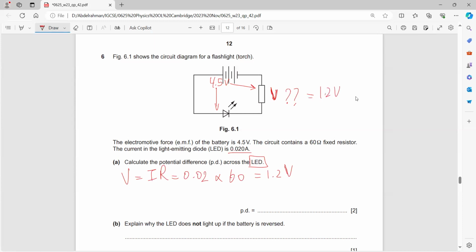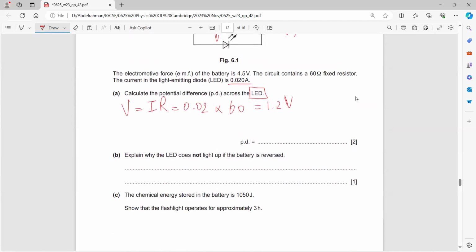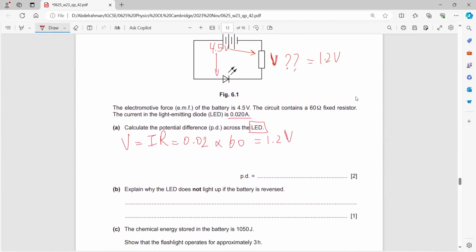What is the voltage of the LED now? 4.5 minus 1.2, which will be 3.3 volts. Okay.